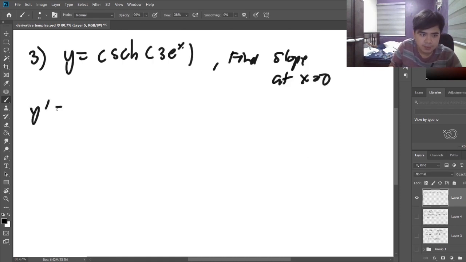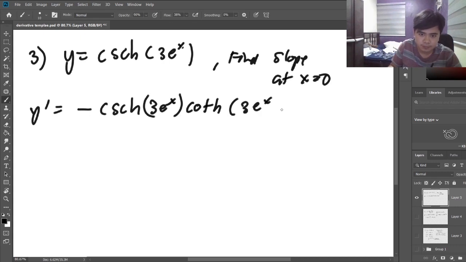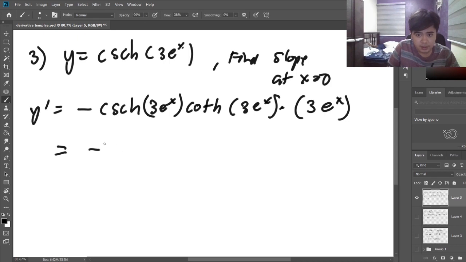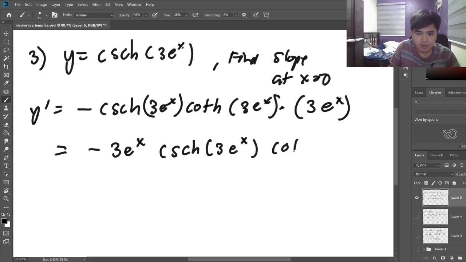So y prime is equal to negative hyperbolic cosecant and then hyperbolic cotangent. We can put the input here and the input here. Then we multiply by the derivative of the input. What is the derivative of e to the x? It's e to the x. 3 is just a constant multiple, so we can multiply it here and then e to the x. Let's rearrange this so it looks proper. Negative 3e to the x, hyperbolic cosecant of 3e to the x, hyperbolic cotangent of 3e to the x.